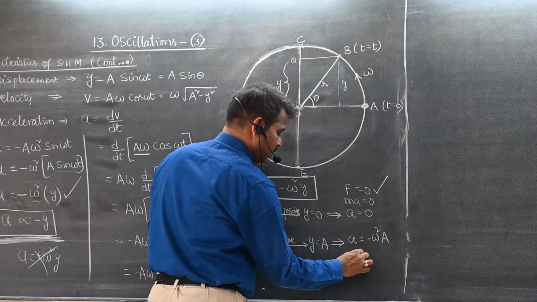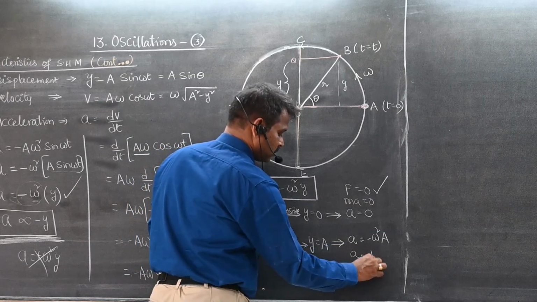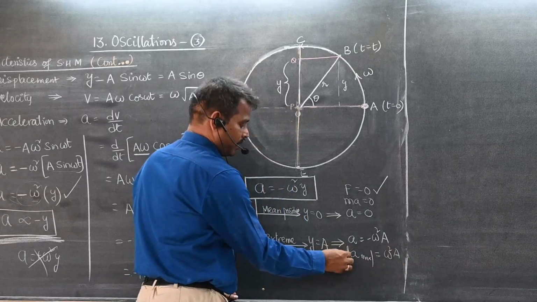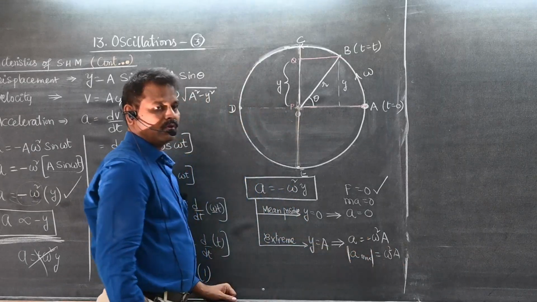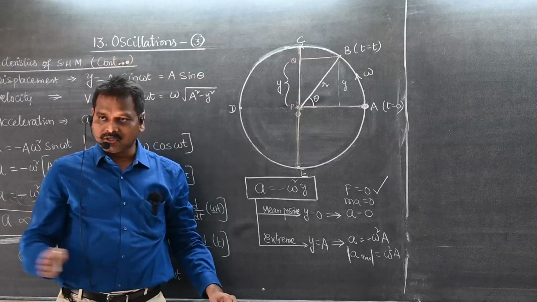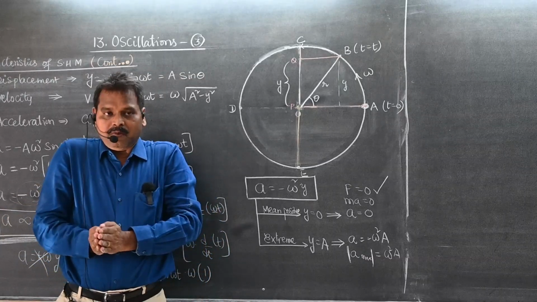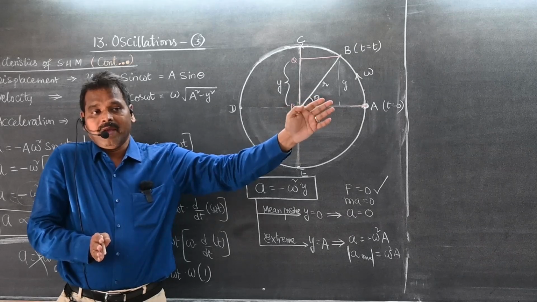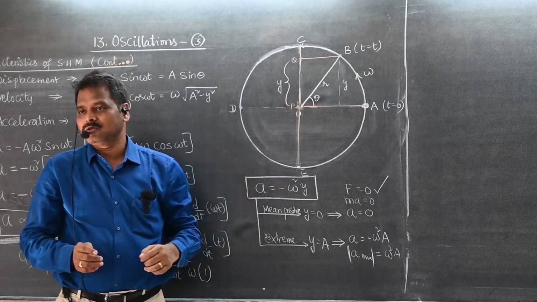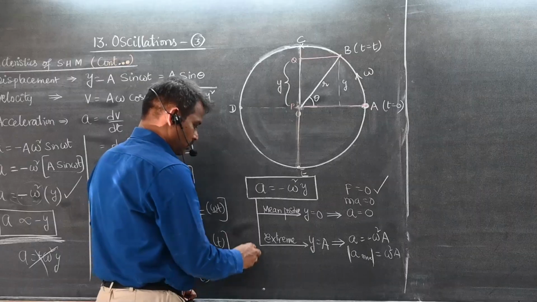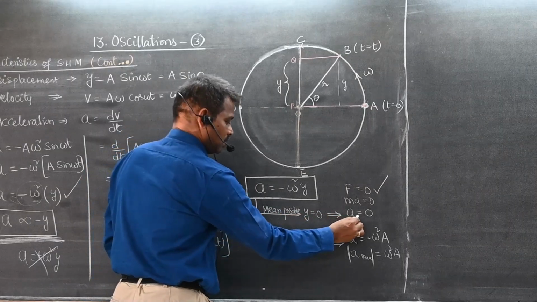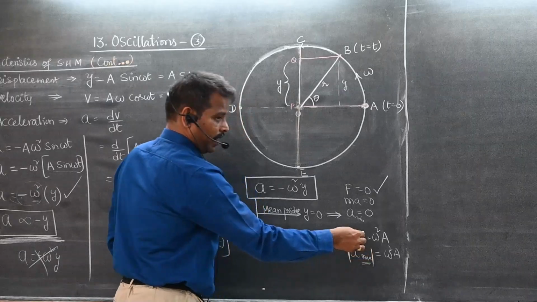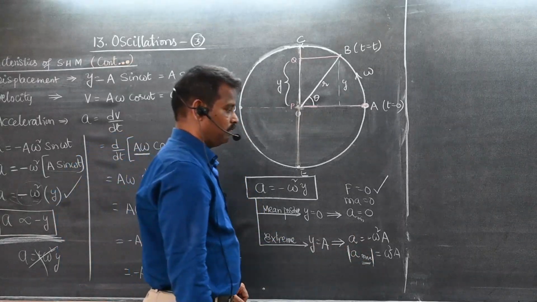So what is a max? Omega square a. I am taking the magnitude, not the sign. So for a particle executing SHM, at the mean position acceleration is 0, and at the extreme position acceleration is maximum. In between you have different values. The mean position is also called the minimum acceleration, and the extreme position is called the maximum acceleration.